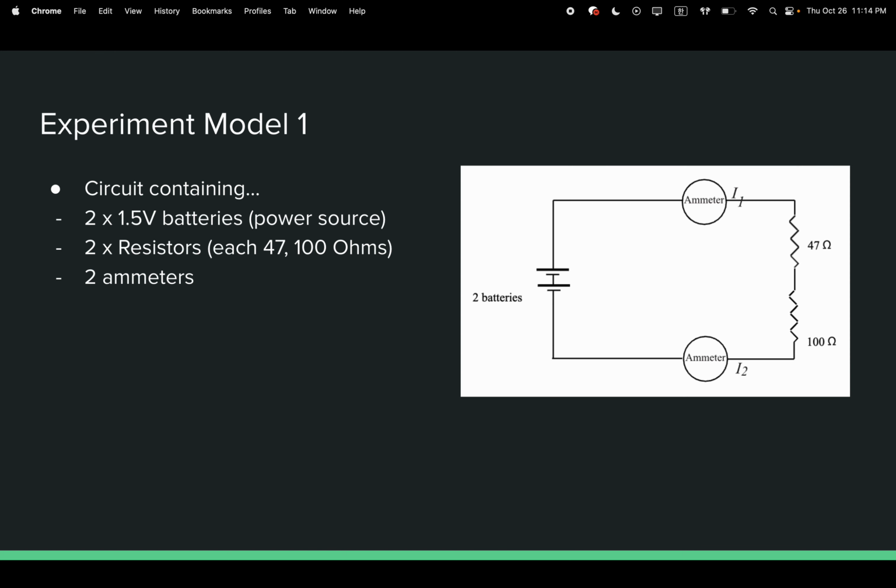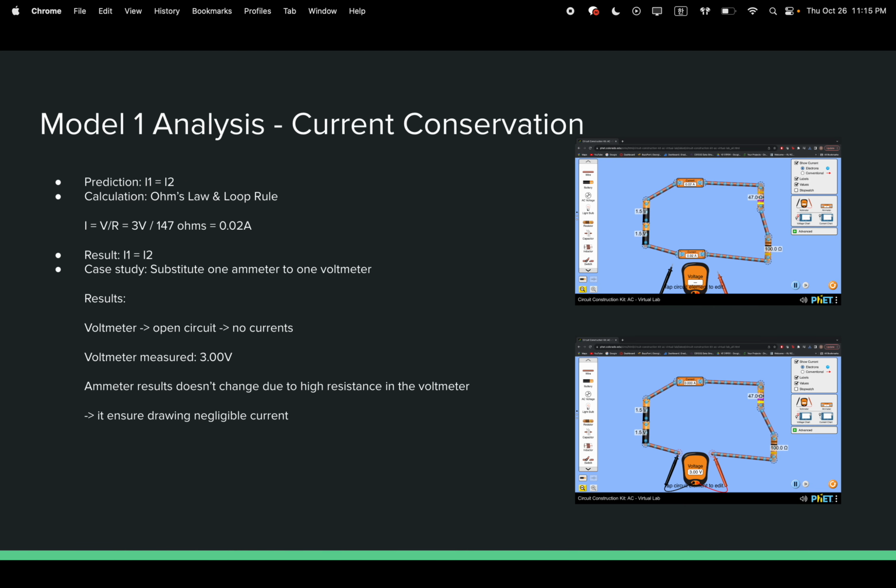This is experiment model 1, a circuit containing two 1.5 volt batteries, two resistors of 47 and 100 ohms, and 2 ammeters. The first analysis I'll be talking about is current conservation. I predicted that the first current and the second current will be equal, and I tried to prove it using Ohm's law and the loop rule. I calculated the current to be 0.02 amperes, and using the online model simulation, it was indeed 0.02 amperes displayed in the ammeters. So I concluded that the first current and the second current are the same.